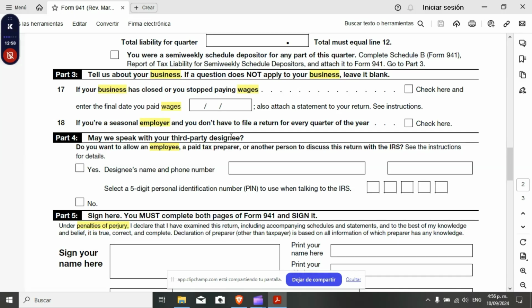Part four, may we speak with your third party designee. If you decide to have us prepare your taxes for you, we can absolutely do that. You just put our name there, our phone number, of course, you want to let us know, and the 5-digit PIN number here so they can identify us when they give us a call. If you're going to do it yourself, which you absolutely can, you can hit no.